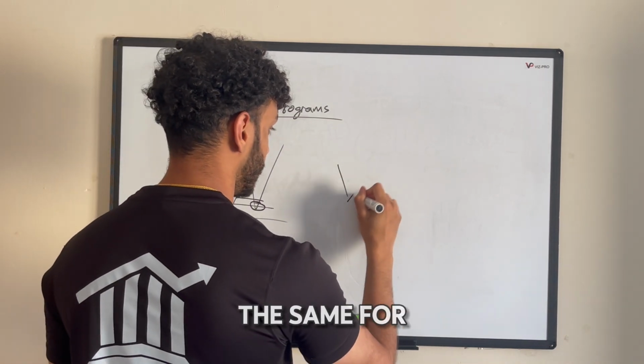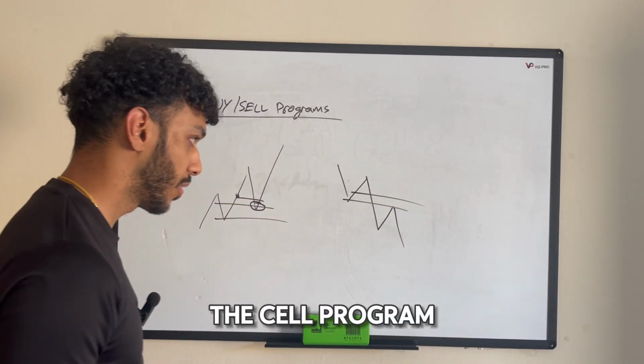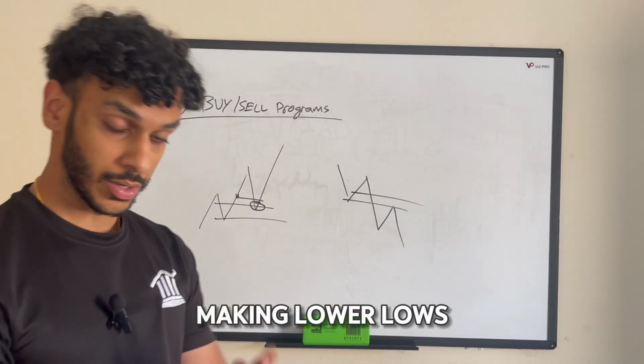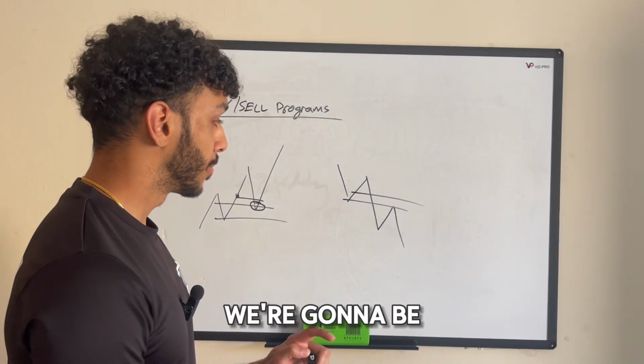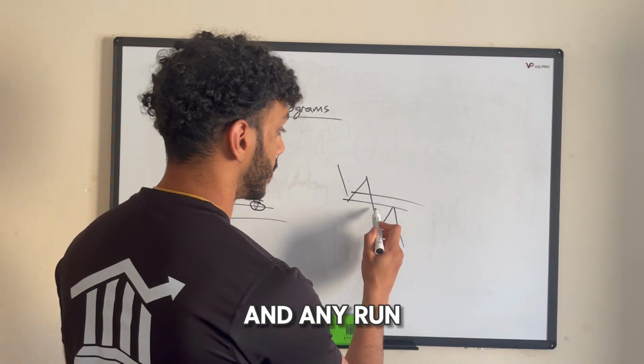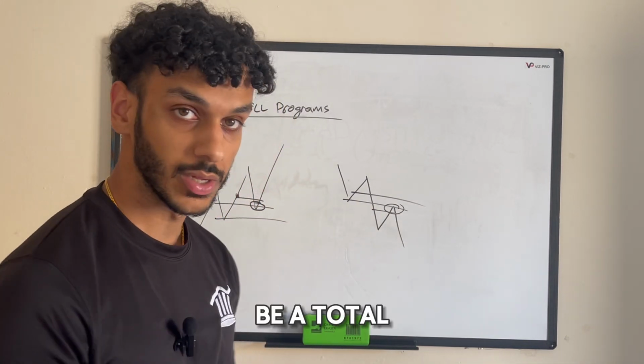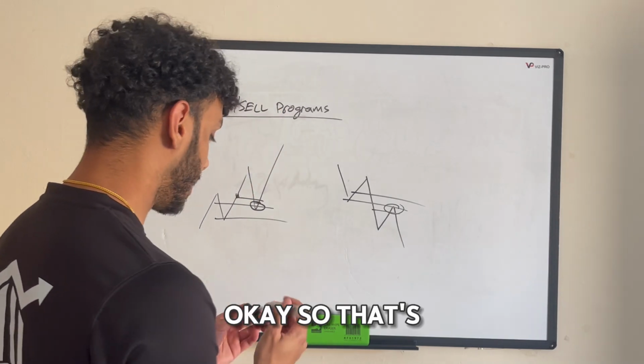Now we have the same for the sell program. In the sell program, we're going to be making lower lows and lower highs. We're going to be respecting bearish arrays in the form of FVGs, and any run above a short-term high is often going to be a turtle soup. Okay, so that's buy and sell programs.